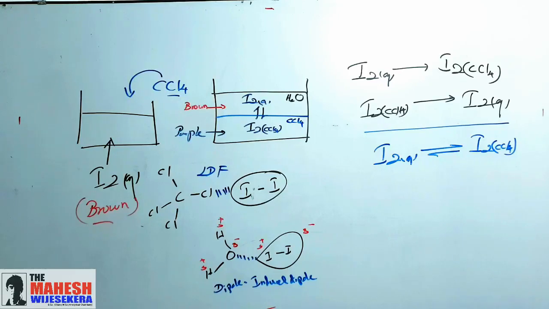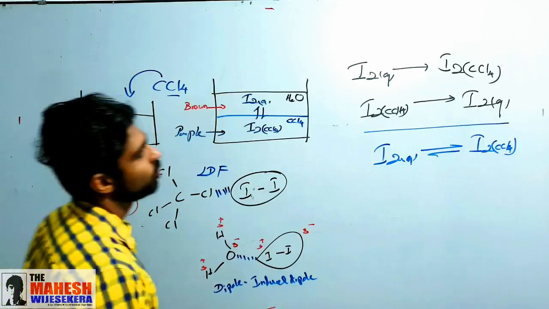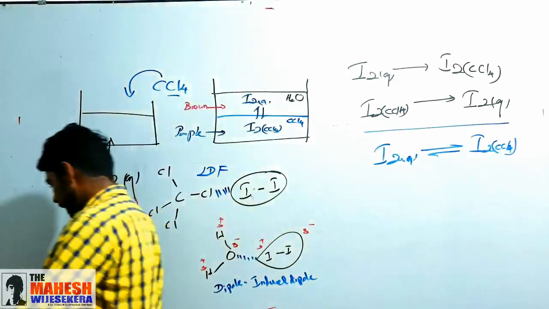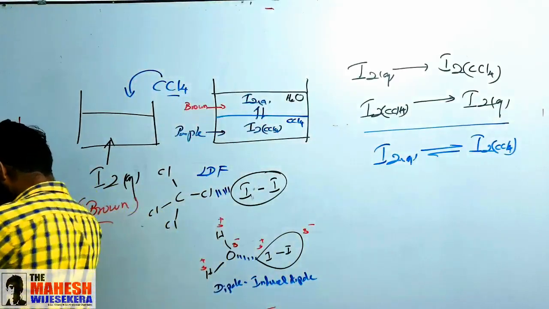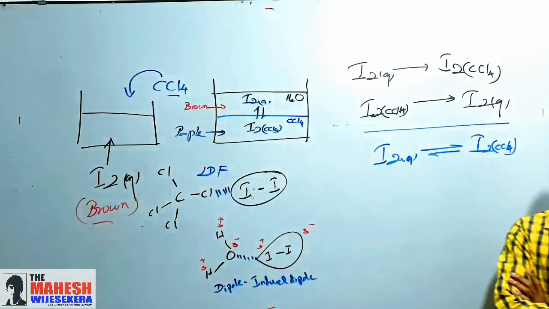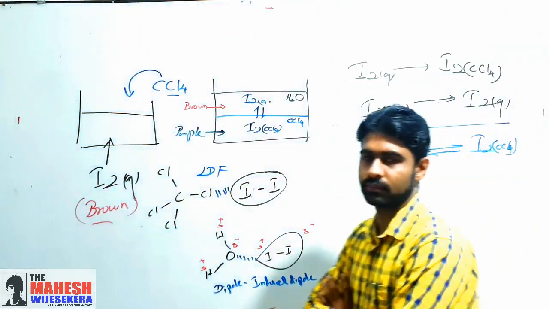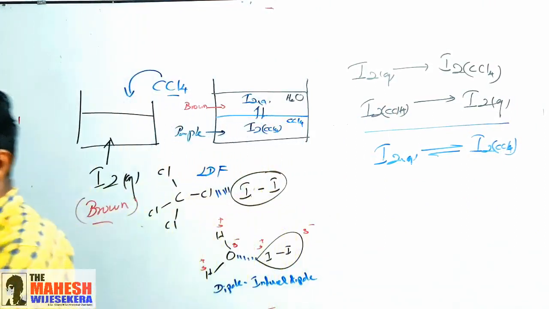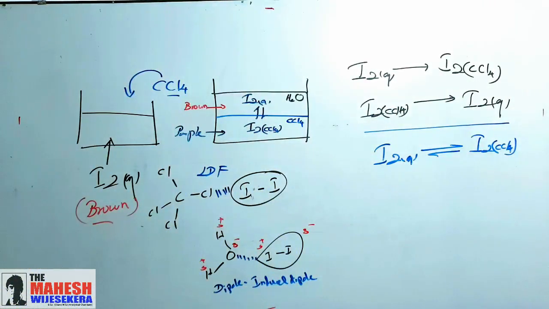Aqueous iodine molecules move into the CCl4 layer with a higher rate, and the rate decreases with respect to time.